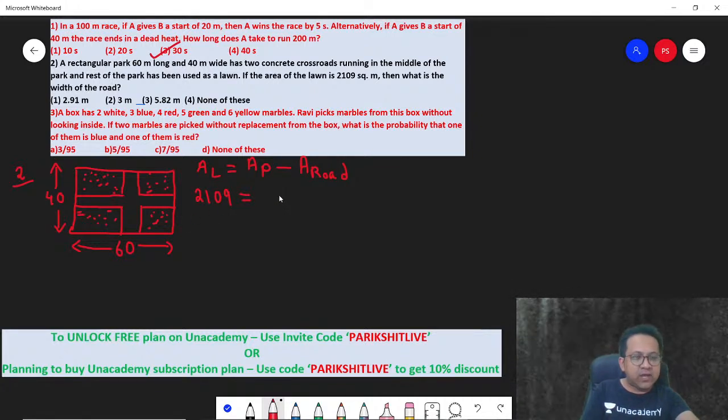What is the area of the lawn? Area of the park, which is the rectangle. So 60 into 40, right? Area of the rectangular park minus the area of the road. What is the area of the road?